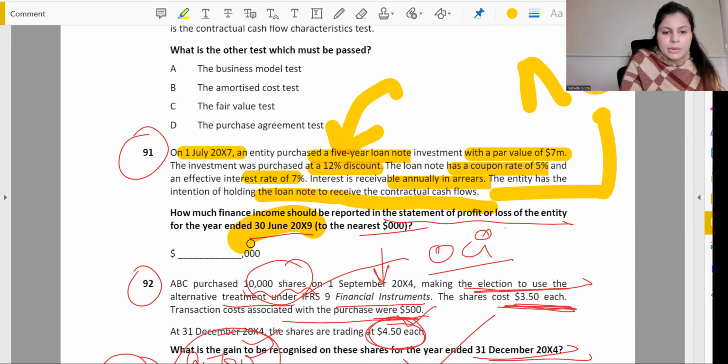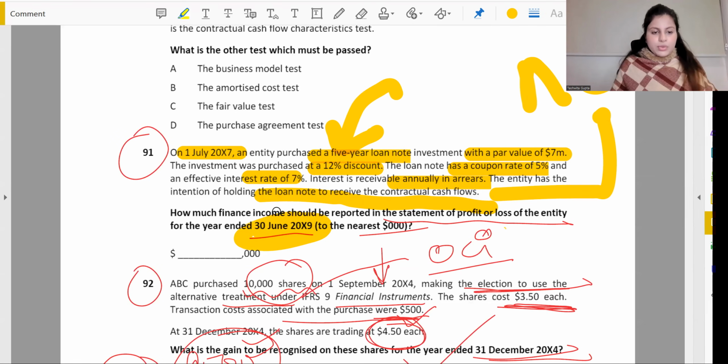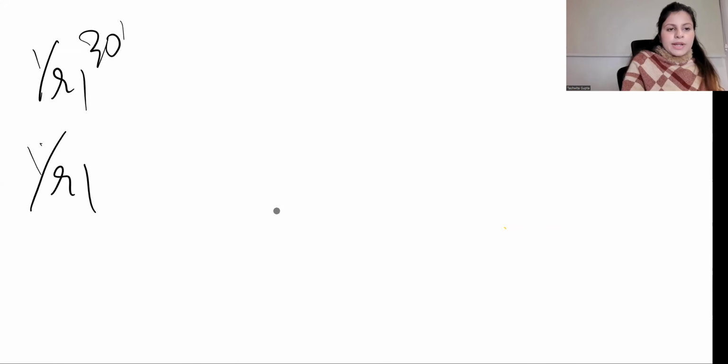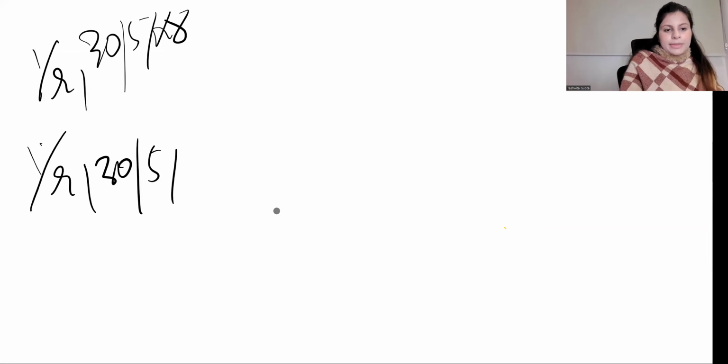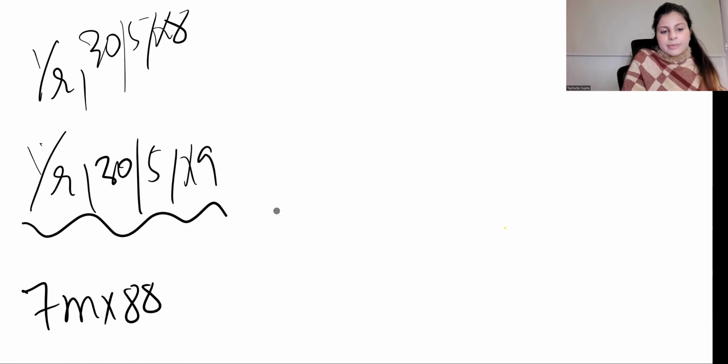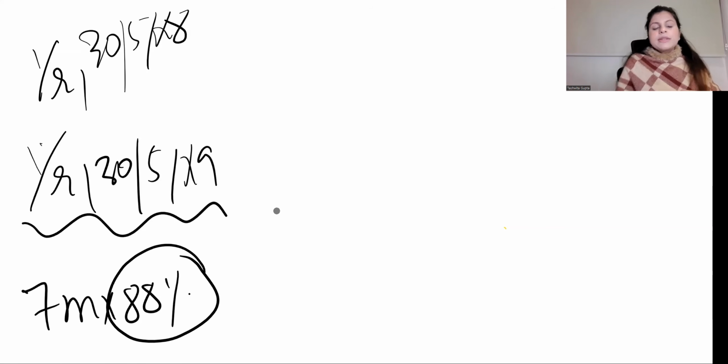But they are asking me what will go into my P&L for 30 June 2009. So I need 2 years' gain because my year 1 is 30 June 2008. My year 2 is 30 June 2009. So they're asking me this. So my brought forward amount is 7 million into 88%, because 12% you got a discount.